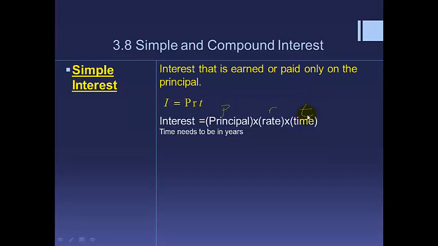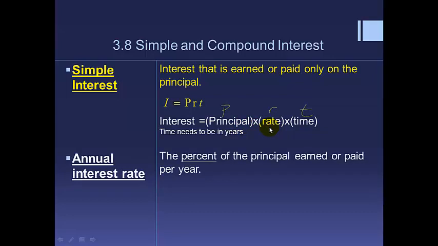Now, the most important thing to remember is that the time needs to be in years. So if I said half of a year, it would be 0.5. And your rate needs to be a decimal. If you're going to be given a percent, you need to change that percent into a decimal so you can multiply it. Now, again, the rate is something that's going to be changing depending on the loan. So our annual interest rate is the percent of the principal earned or paid per year. Hence the word annual, meaning a year. Again, that's going to vary.